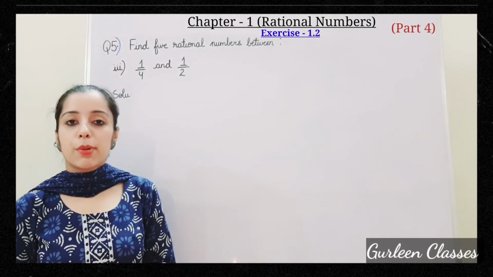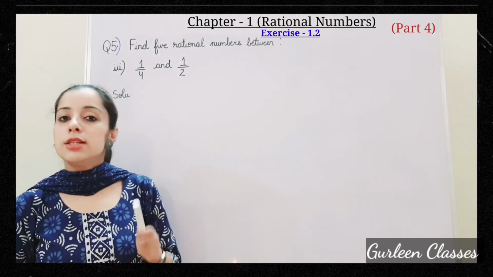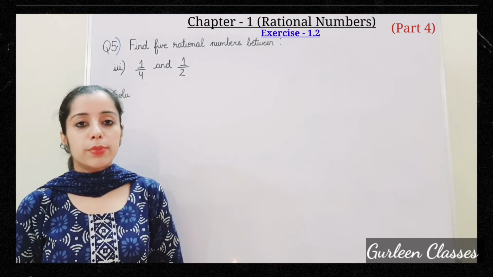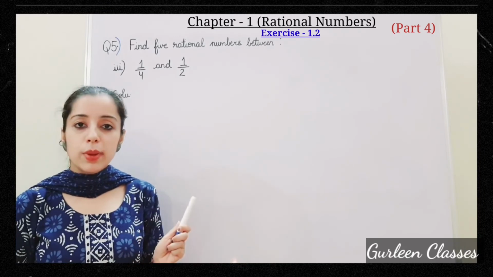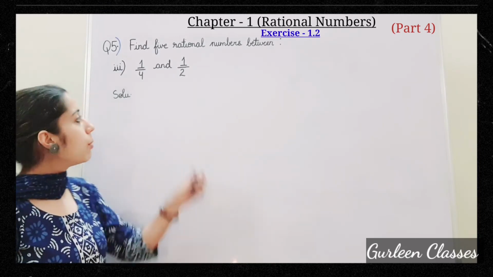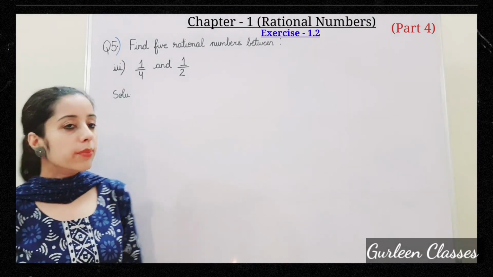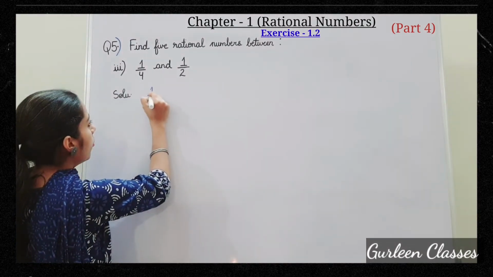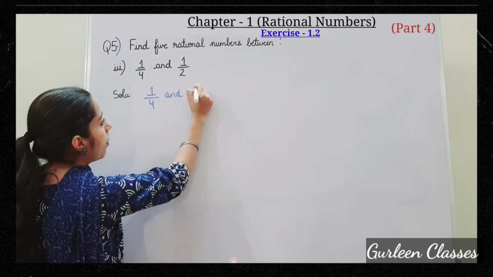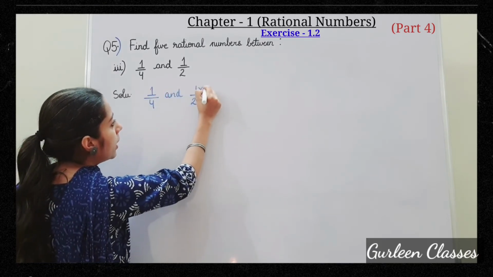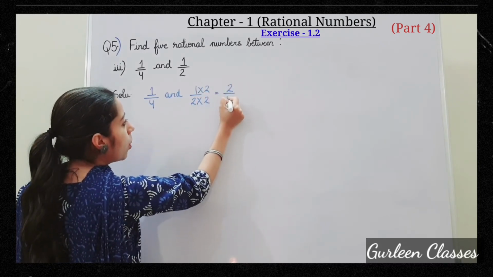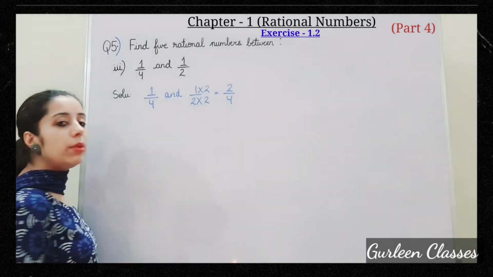Third part, 1 upon 4 and 1 upon 2. So again, third part, 1 upon 4 and 1 upon 2. So step is same. We have to make the denominator same and find out the LCM. So the LCM of 2 and 4 will be 4. So let us write here 1 upon 4, it will remain same. And 1 upon 2, we will multiply numerator and denominator by 2. So it will be 2 upon 4. So we have denominator same.